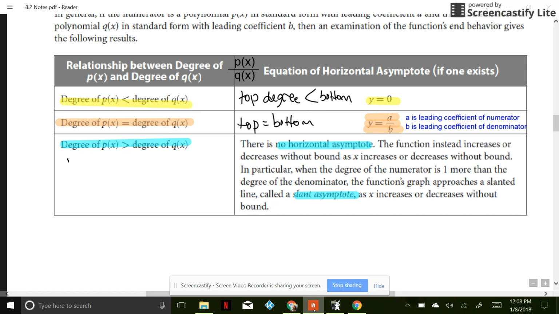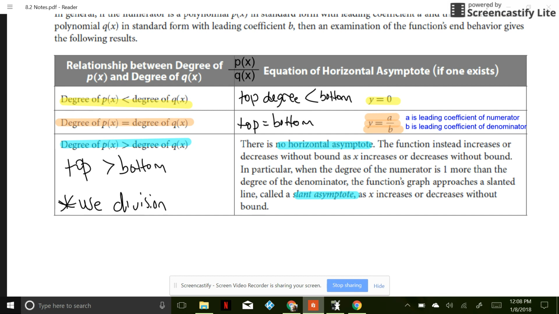Last case is if the top degree is greater than the bottom degree. In this case, there will be no horizontal asymptote. Instead, you're going to have a slant asymptote. So what you'll need to do is use division. You'll actually divide the numerator by the denominator. Whatever the quotient is, that's going to be the equation of the line that is your slant asymptote.